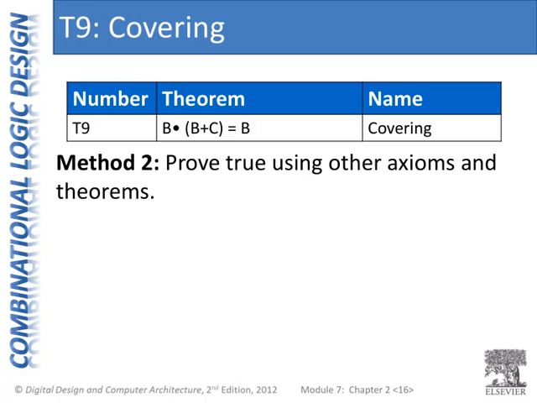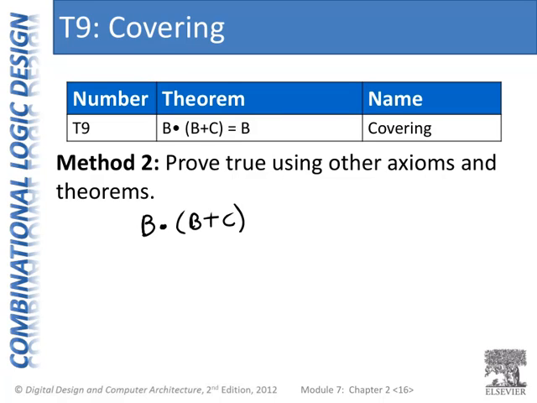Now we can also use the second method to prove that the covering theorem or any theorem is true. So we want to use other axioms and theorems to show that each side is equivalent. So in this case, we're going to take this left-hand side and use other Boolean axioms and theorems to show that it's the same as the right-hand side. So we'll start with our original expression, B and quantity B or C.